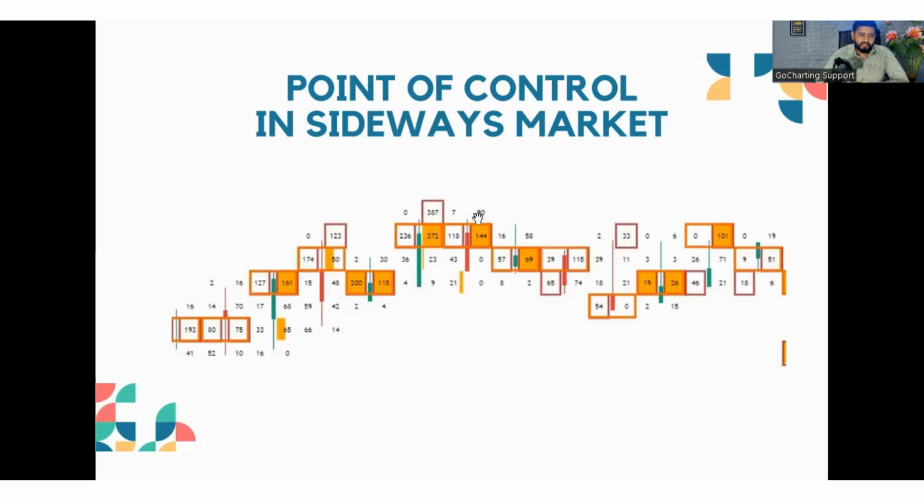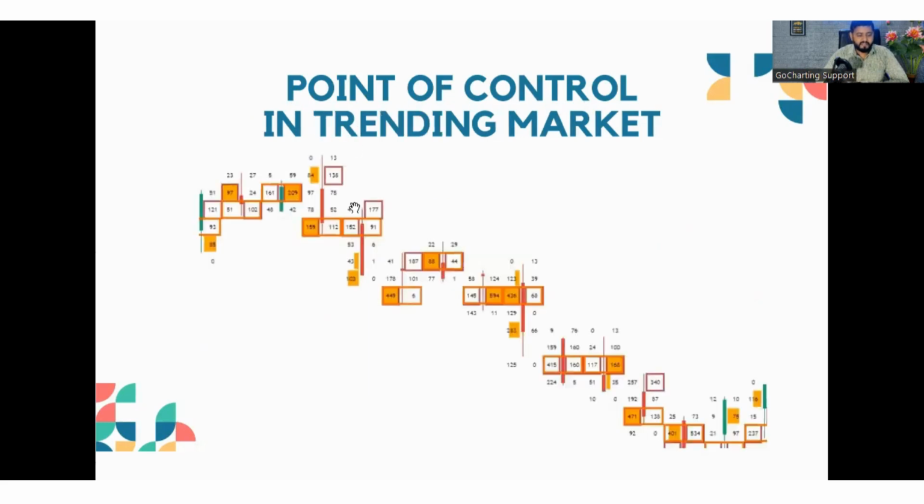Now let's see how the point of control looks in a sideways market. Can you see these are the overlapping POCs to each other? So this indicates the sideways market. And now this is the trending market. Now can you see this point of control is acting like a resistance? So this is how you can interpret point of control.